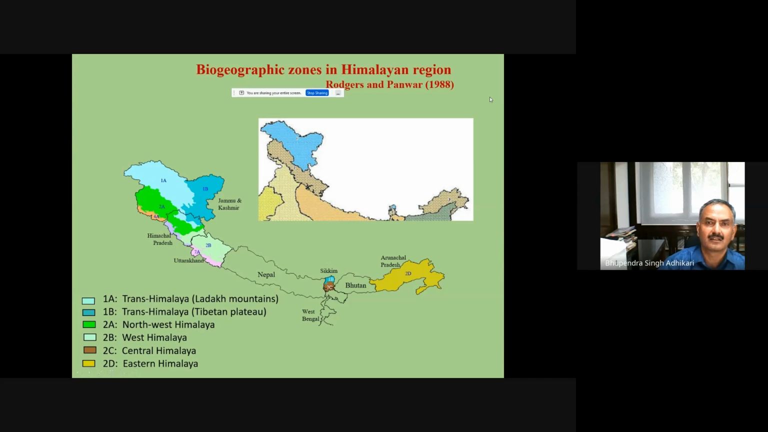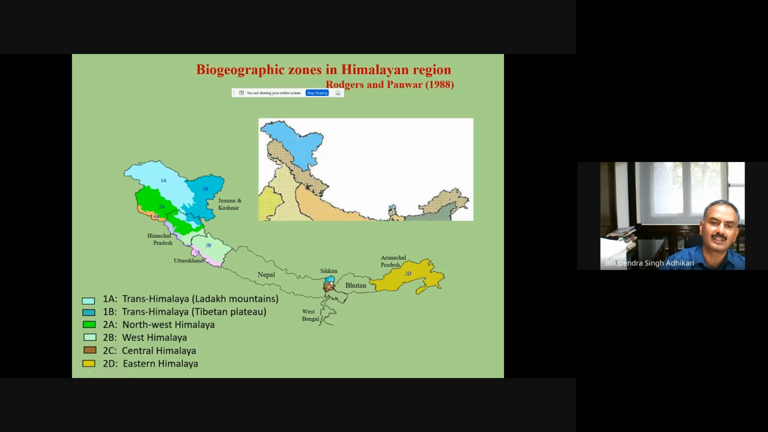In 1988, this biogeographic classification was given by Rodgers and Panwar. It is basically based on the floral and faunal components. They have divided India into 10 biogeographic zones and then 26 different provinces. And here you can see that in the lower one, 1A will be basically the Trans Himalaya, Ladakh and Tibetan Plateau. And the 2 is basically the Northeast Himalaya. And 2B is our Uttarakhand Himalaya. So largely I will tackle this 2B region.